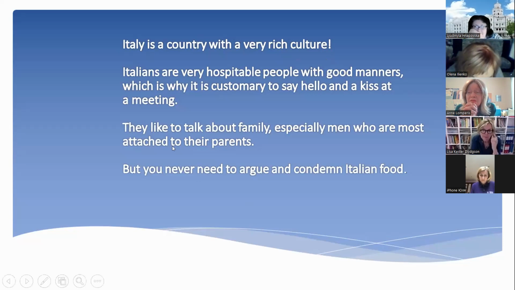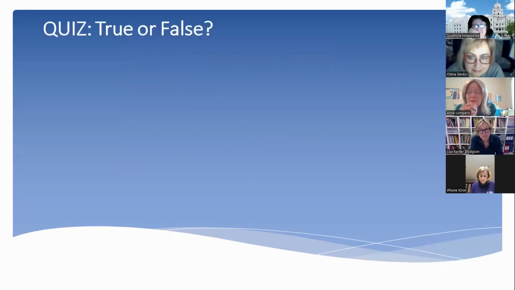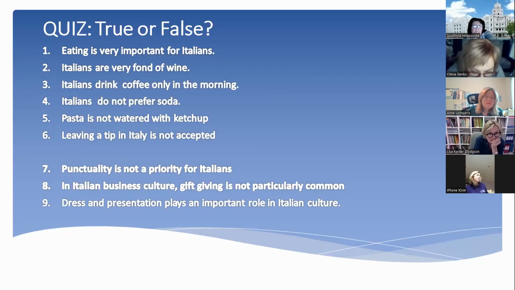Just a moment. There is a set of statements. So quiz, true or false? So eating is very important for Italians. You may write down for the first set of questions from 1 to 6, read and put T or F if it is false.